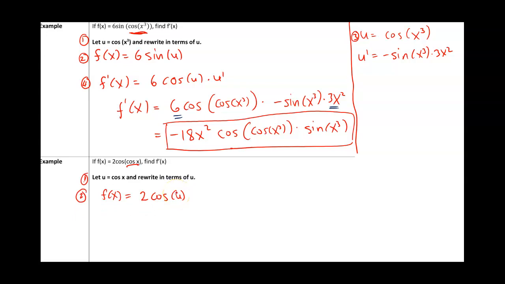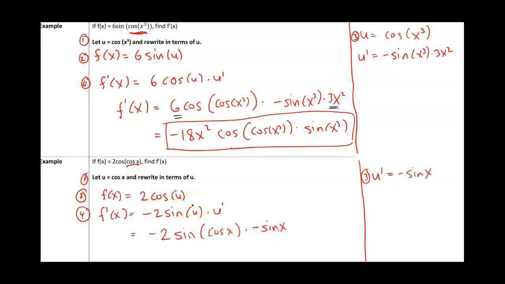And now, anytime you take the derivative of u, you multiply by u prime. So you have to know what u prime is. The derivative of cosine, which is u, is just going to be negative sine of x. So our f prime of x is going to be negative 2 sine of u, because the derivative of cosine is sine, and you always multiply by u prime anytime you take the derivative of anything involving a u. U is cos x, so we have negative 2 sine of cos x.